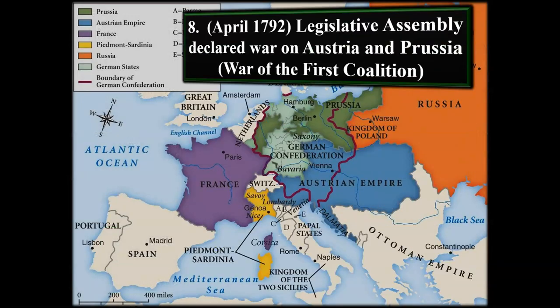So the Legislative Assembly in April 1792 declares war on Austria and Prussia. This is called the War of the First Coalition. Through this, you'll see there's a second coalition, and so on, which is basically everybody ganging up and not necessarily being successful, especially when Napoleon comes onto the scene.